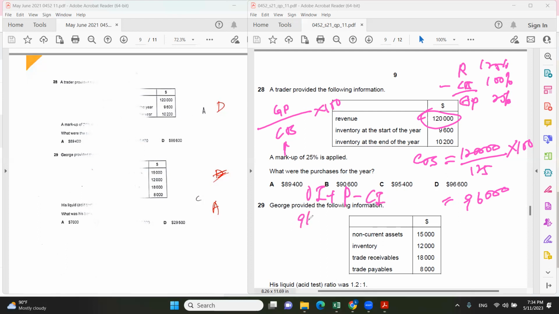Opening inventory is 9600. Purchases we don't know. Closing inventory is 10,200. So bring the two items over there, plus becomes minus. So 96,000 minus 9,600 plus 10,200. So we get 96,600. So the answer should be D. Okay, now next, continue.